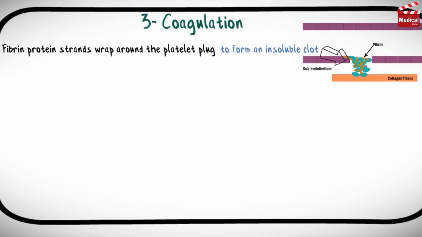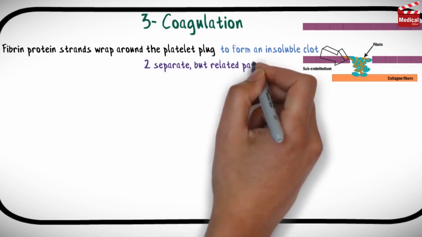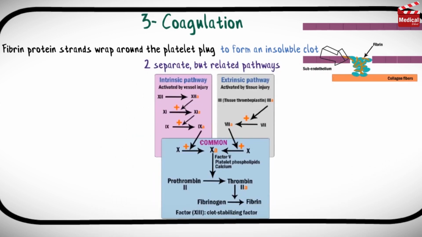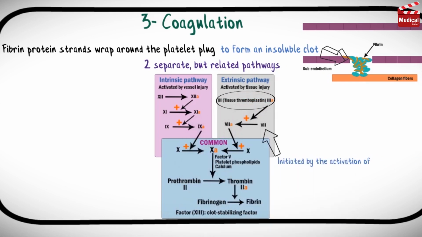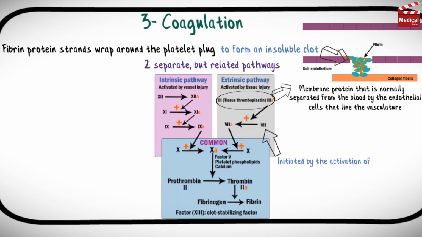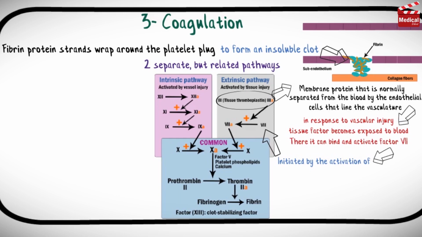The process of blood coagulation occurs through two separate but related pathways, called the intrinsic and the extrinsic coagulation pathway. The extrinsic system is initiated by the activation of clotting factor VII by tissue factor, also known as thromboplastin. Tissue factor is a membrane protein that is normally separated from the blood by the endothelial cells that line the vasculature. However, in response to vascular injury, tissue factor becomes exposed to blood. There it can bind and activate factor VII, initiating the extrinsic pathway.